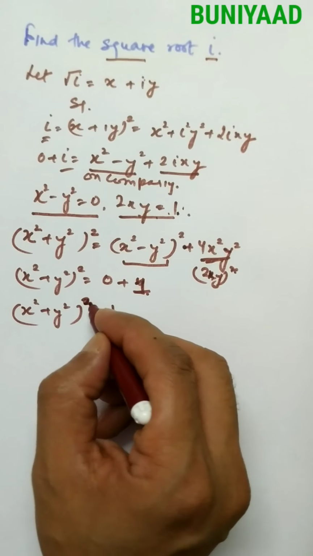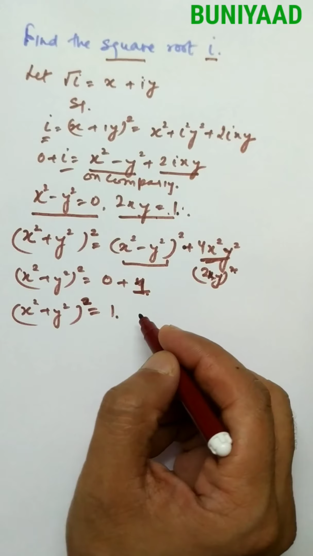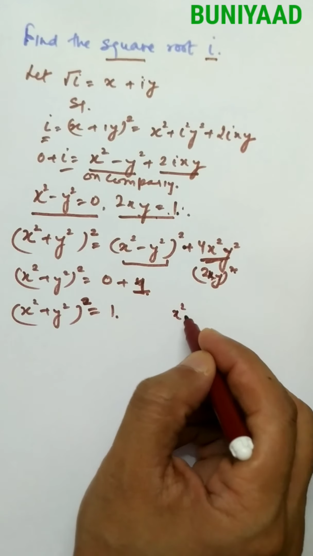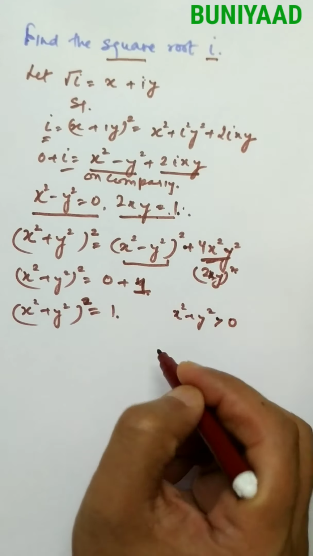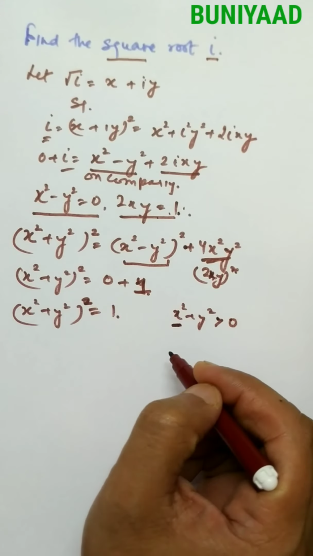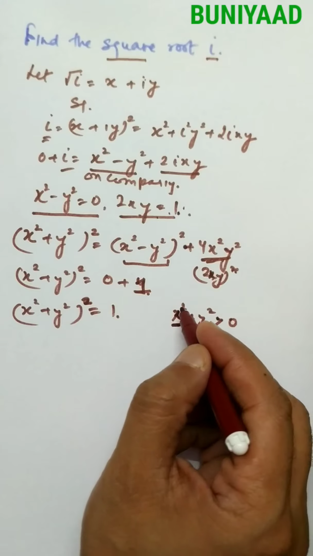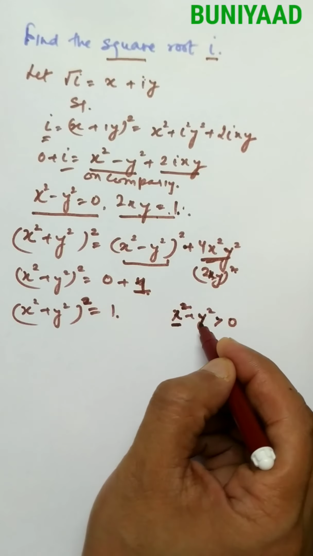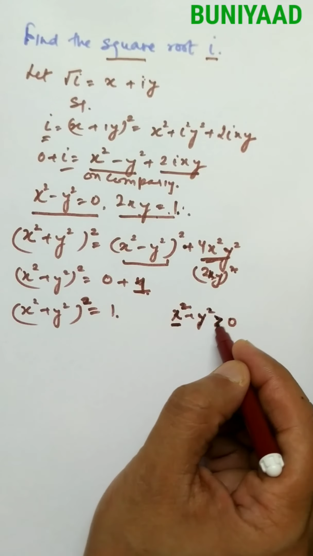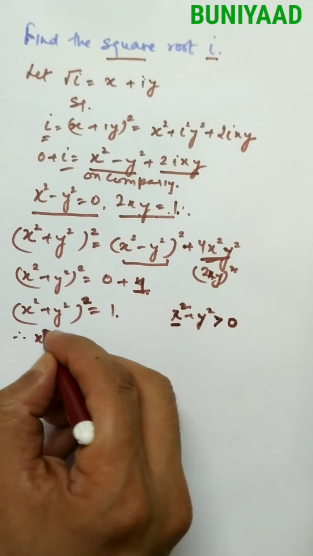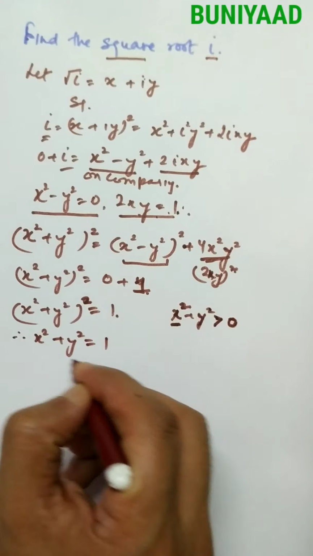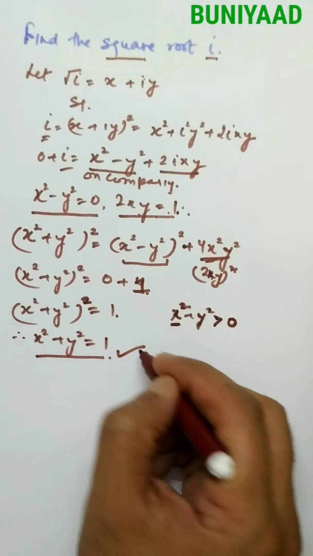So x square plus y square is the root of 1. It can be plus minus 1, but we will take plus 1, because x square plus y square will always be greater than 0. You know why? Because x is either positive or negative, its square will be positive. Y is either positive or negative, its square will be positive. So it will always be positive, it means greater than 0. So it means x square plus y square will be 1.